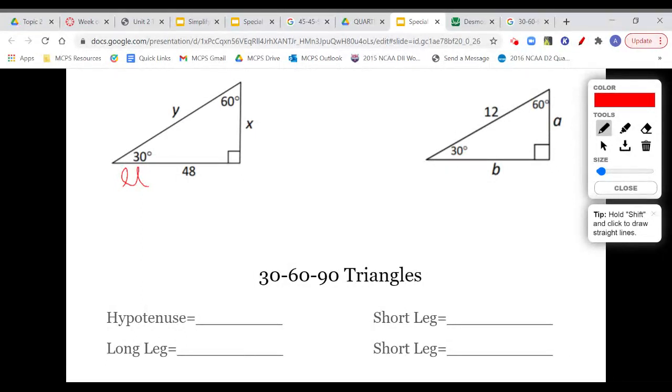So let me think and follow the logic we used with the 45, 45, 90 triangle. If my short leg is x, my long leg is x root 3. So let me just set up that as an equation. 48 equals x times the square root of 3. And since we have x times the square root of 3, to isolate x, we are going to have to divide both sides by root 3. And thus, we just solved and found that x equals 48 over root 3. So I'll go ahead and label that side.